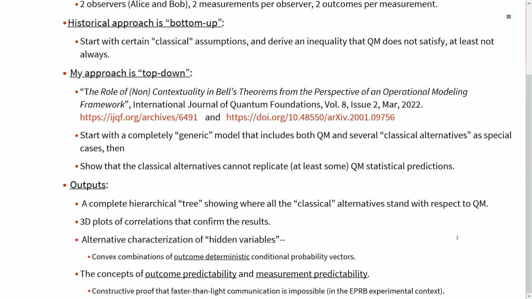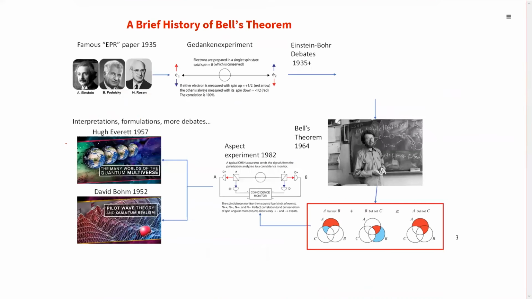I have an alternative characterization of hidden variables, the classical approach for this, which I think is more intuitive, and the concepts of outcome predictability and measurement predictability. Measurement predictability has to do with faster than light transfer of information. Of course, I show it's impossible, but it's a different kind of proof from the usual one. I'm not going to do that today, but you can read about that last one in the paper.